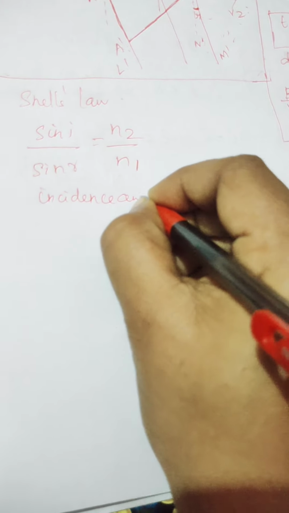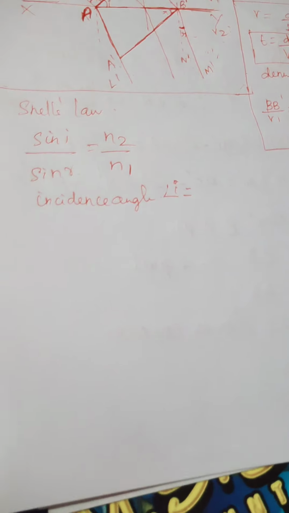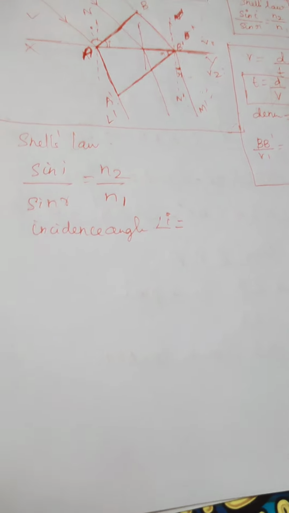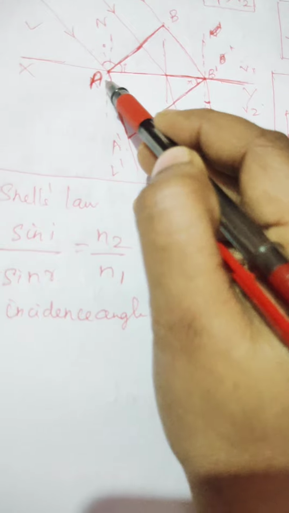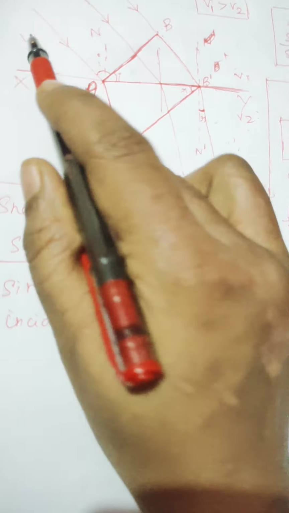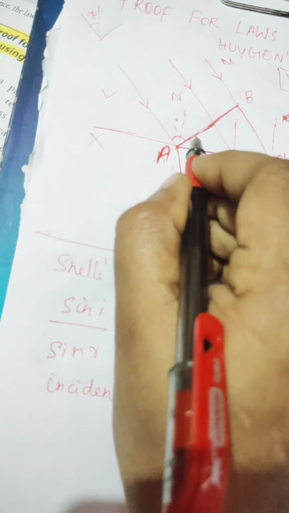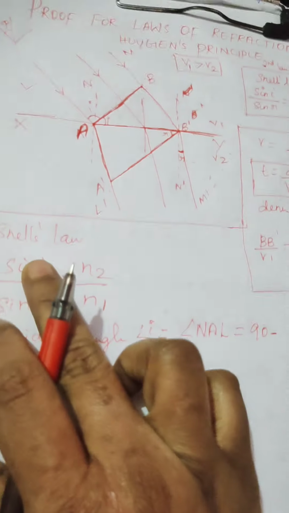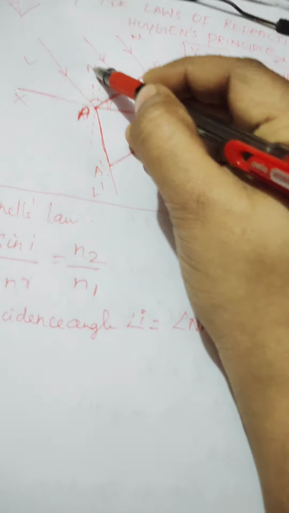Okay, incidence angle. The angle I is equal to what? We are going to follow the same way we followed for the reflection. This is the angle of incidence, angle N, A, L, because this is the incidence. So angle N, A, L is equal to 90 minus N, A, B, to find out the remaining angle. We know this is 90.